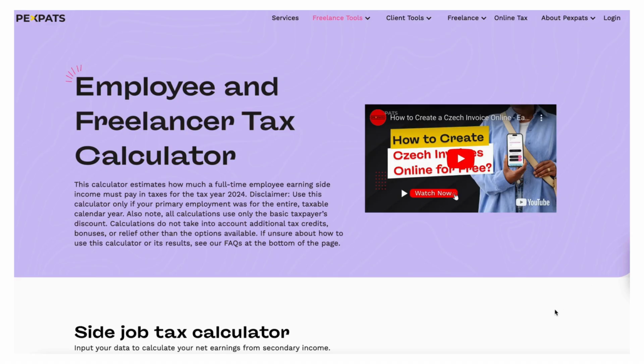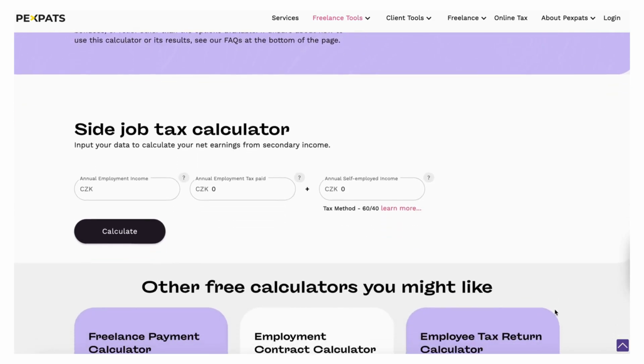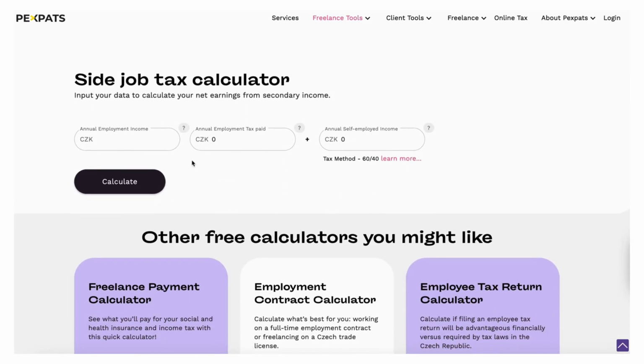The side job calculator is a custom-made tool by tax advisors and accountants for calculating your income tax, contributions, and your trade license net income after taxes when you have income from full-time employment and secondary income from a trade license. We don't use any sort of API or third-party applications, and we update the tool regularly.